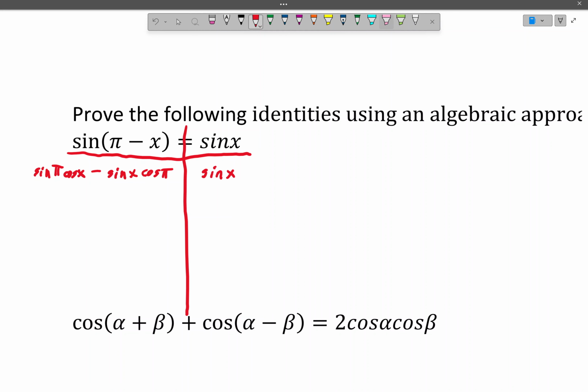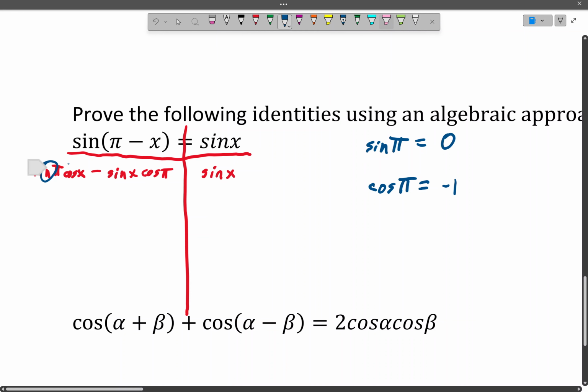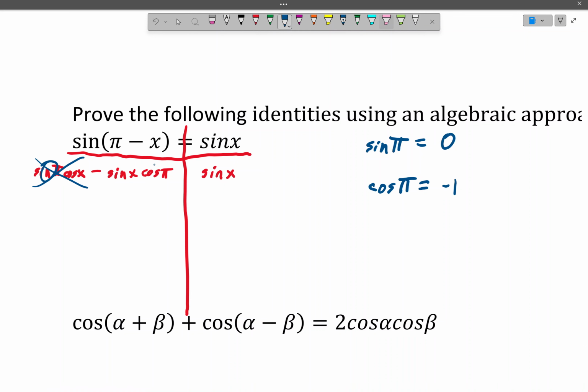Well, the thing is that we know what sine of pi is, and we know what cos of pi is. Well, cos of pi is -1. Sine of pi is 0. So if sine of pi is 0, this whole thing disappears. So, oh yeah, and this is a -1. So what we're going to really have is negative sine x times a -1. Well, that just means it's sine x. So our final statement, left side equals right side. And never forget that final statement. It's very important.